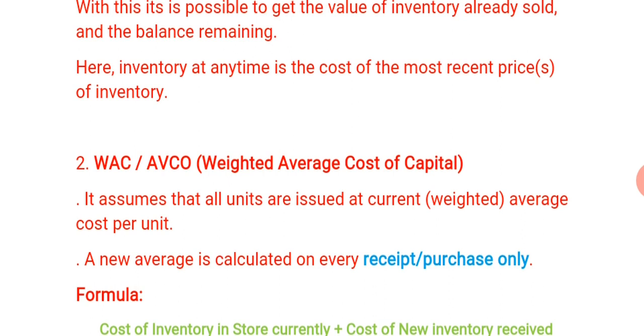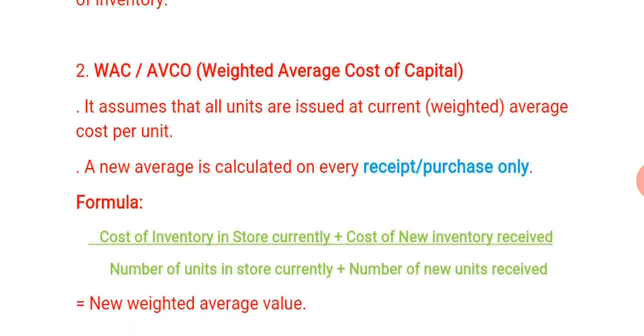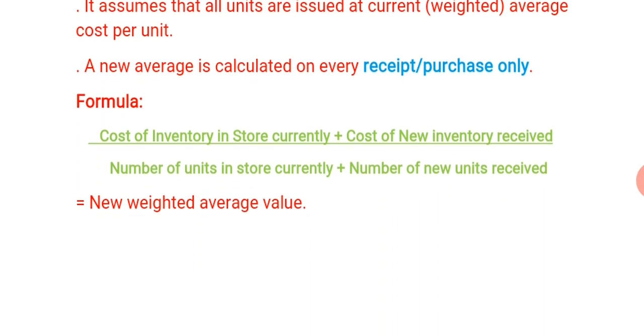Now we have the formula here. It says cost of inventory in store currently plus cost of new inventory received, as inventory old plus inventory new, divided by the number of units in store, number old, plus number of units new that's received. So inventory old plus inventory new divided by number of units old plus number of units new. That's our weighted average. It's basically average: the cost of your inventory divided by units. Forget the name weighted there.